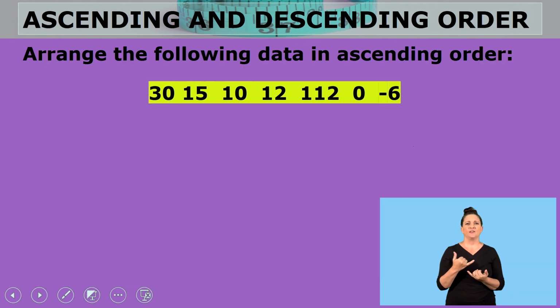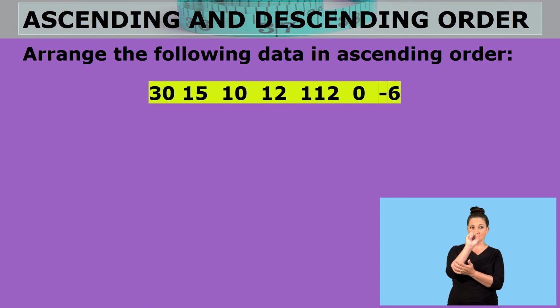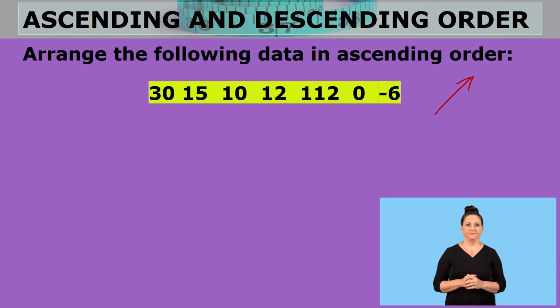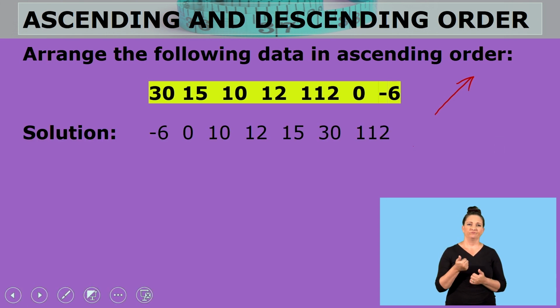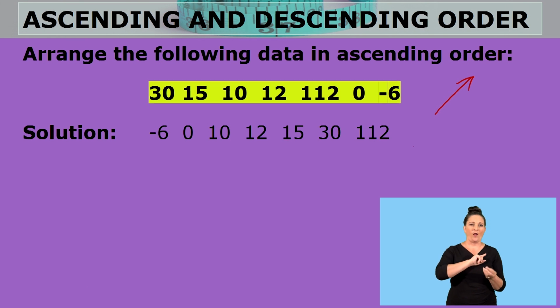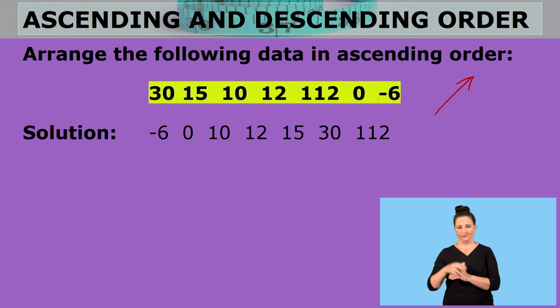Arrange the following data in ascending order. So to ascend is to go upwards. So in this case, we need the smallest value first and the largest value last. Looking at the solution, the smallest value, -6, came first. And then we went up until we got to the largest value, 112.